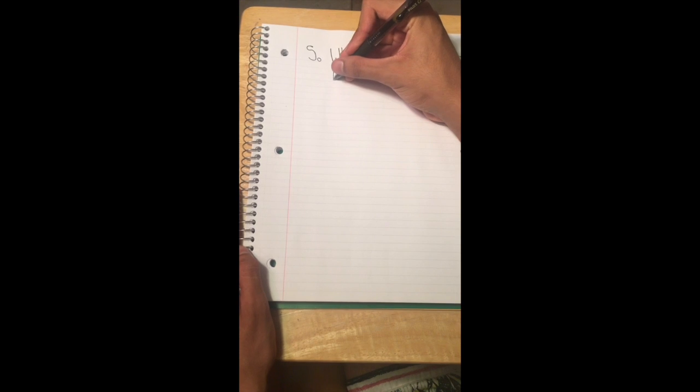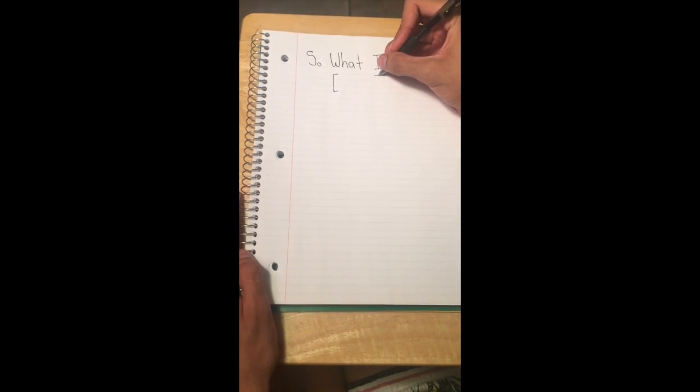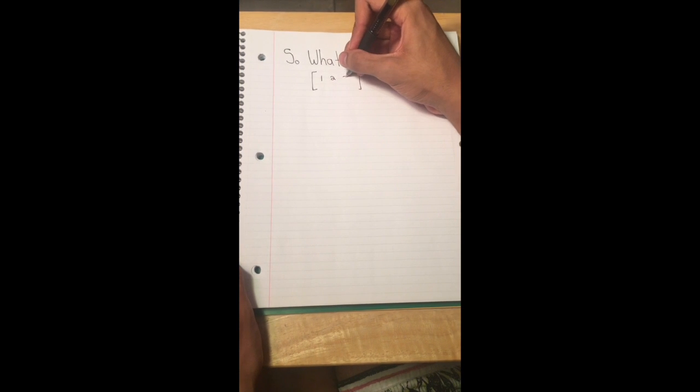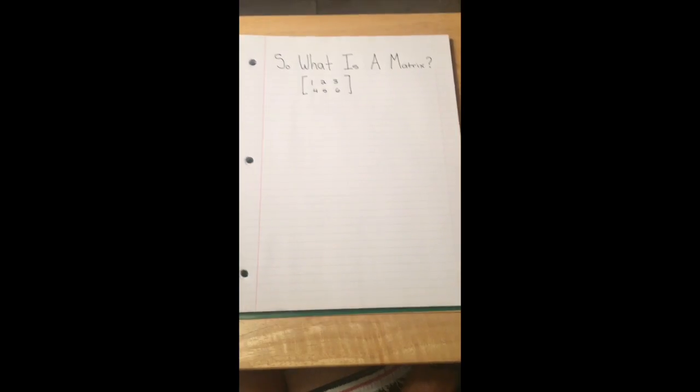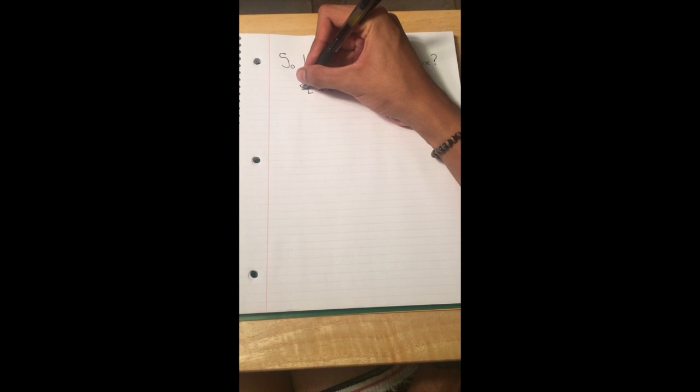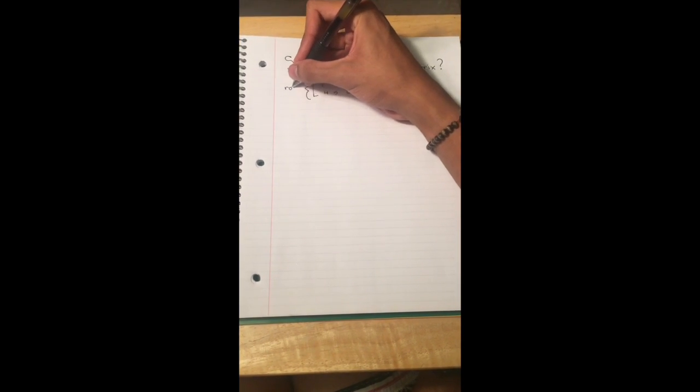So let's get started. So the question I get is, what is a matrix? As I write down the example, I will give you a definition. A matrix is a set of numbers where each number in the matrix has its own job, and without one of the numbers, it wouldn't be the matrix. So now that we know what a matrix is, let's talk about what makes up a matrix.